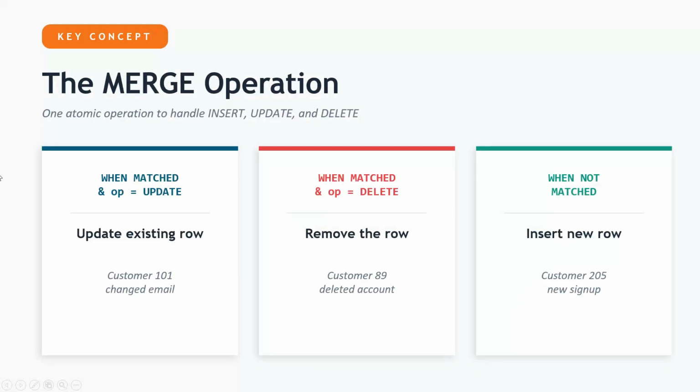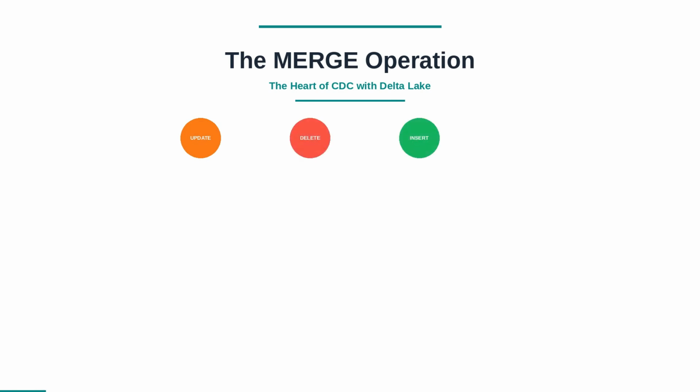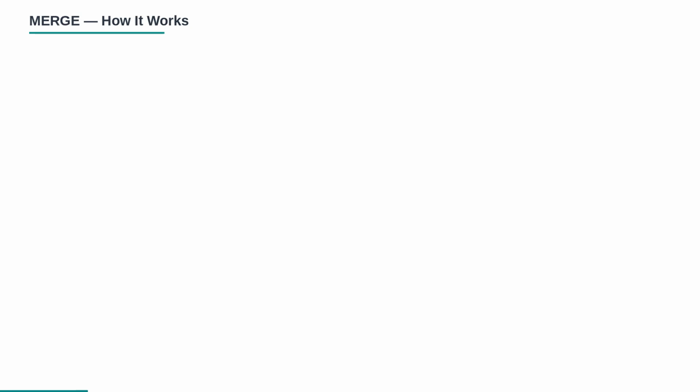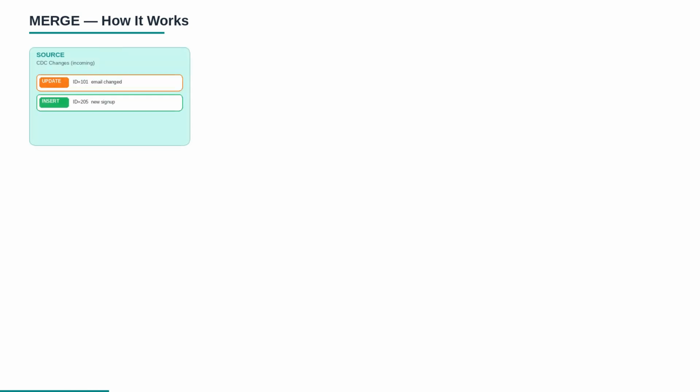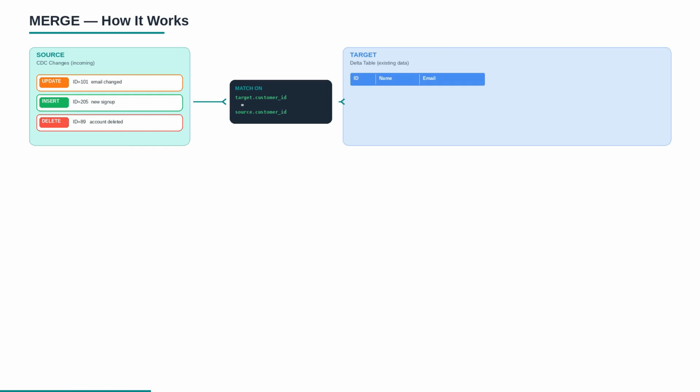Now the heart of CDC with Delta Lake is the merge statement. This is where the magic happens. Let me break it down. The merge statement in Delta Lake uses SQL-like syntax. You say take my target table, the Delta table, take my source, the incoming CDC changes, match them on a key like customer ID, and then tell me what to do in three scenarios.